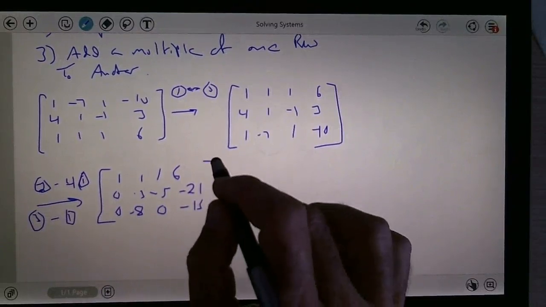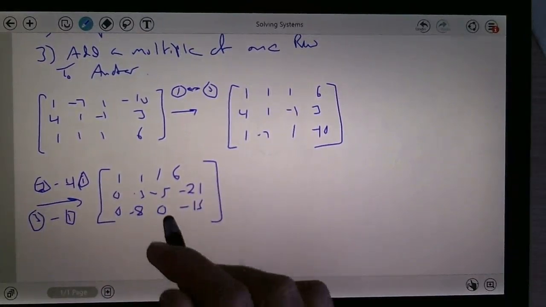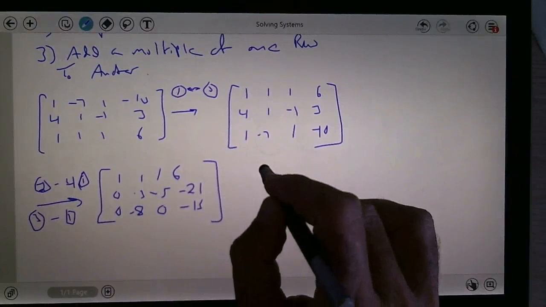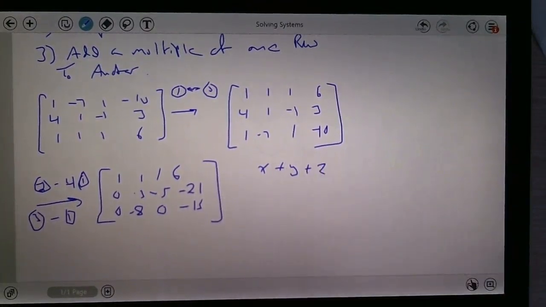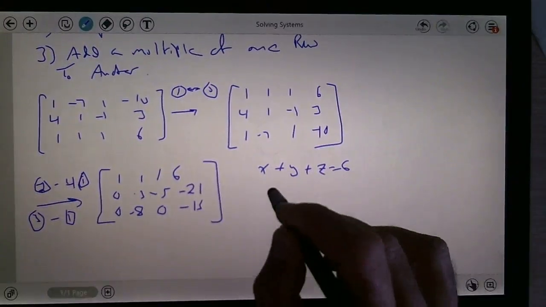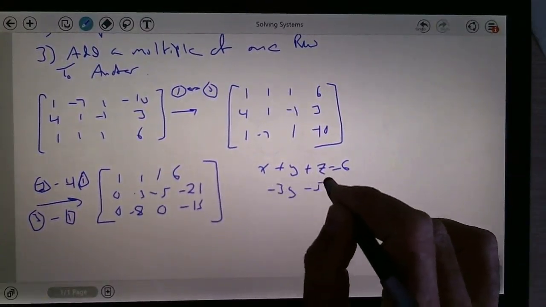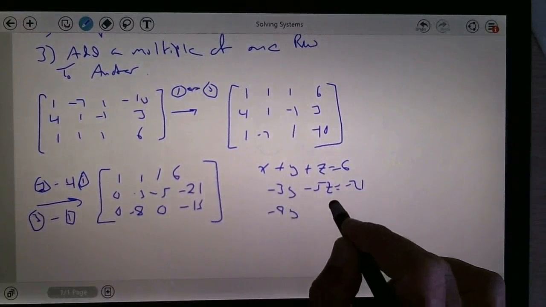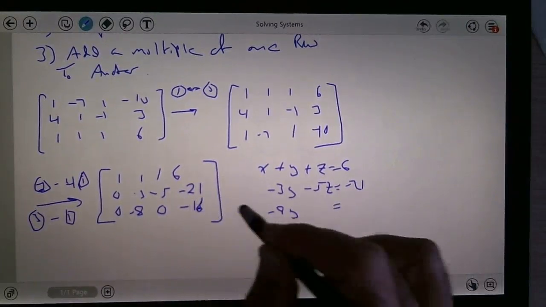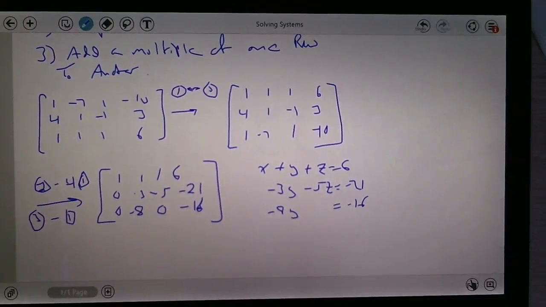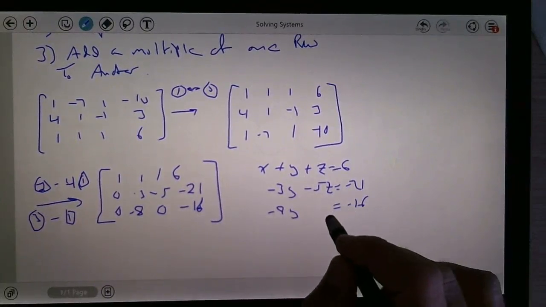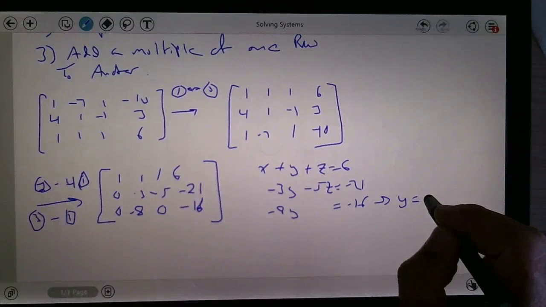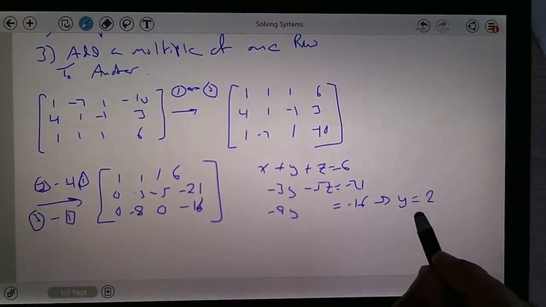So I now have a matrix which I say is the augmented matrix for some system. What is the system? Well, it's x plus y plus z equals 6. -3y minus 5z equals -21, and -8y equals -16. This right here is really nice because I get very quickly that y has to equal 2. Then I can come back to here.